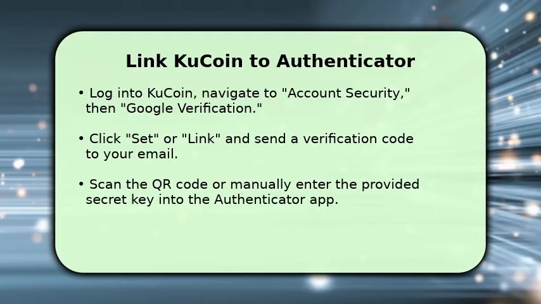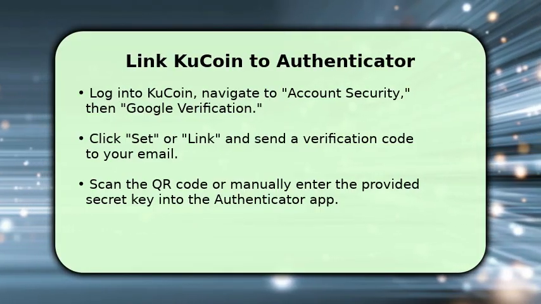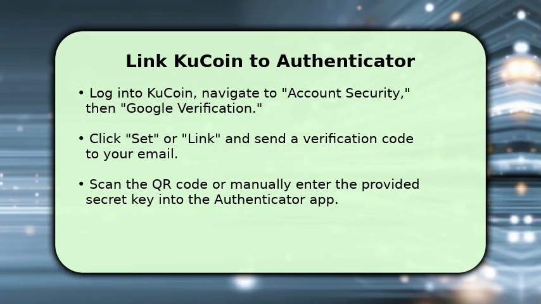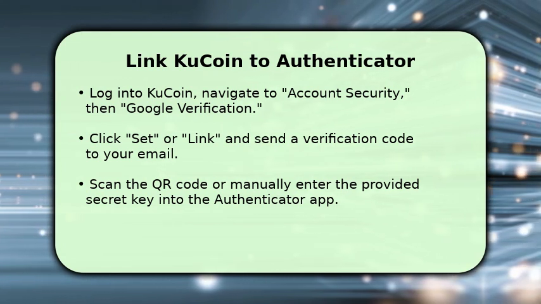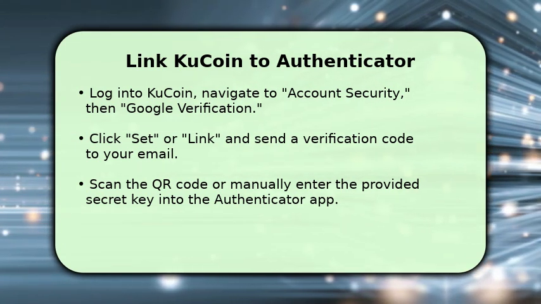Now let's bind your KuCoin account. Log into your KuCoin account and find the Account Security section, usually under your profile icon. Look for Google Verification and click Set or Link. You'll receive an email verification code, enter it. Next, KuCoin will display a QR code and a secret key.